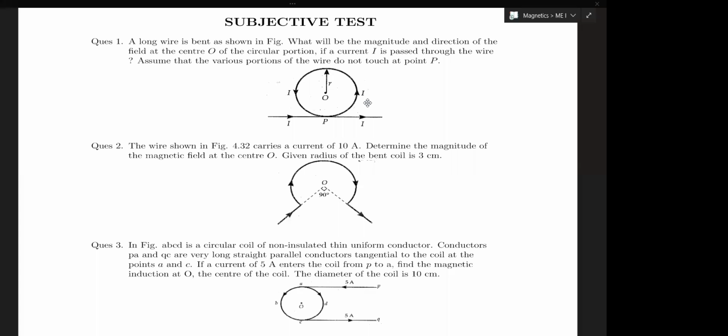Ma'am, for the third question, we have to find the magnitude of the magnetic field. Yes, you have to find the magnetic induction at O. Magnetic induction, we'll see these terms in chapter number 5. This is basically a magnetic field only. So you just break it into 3 parts: one circular part, and the other two wires having 5 ampere as the current.